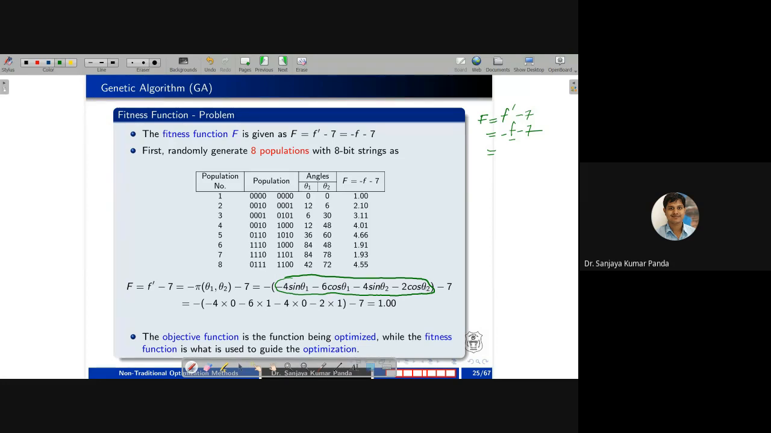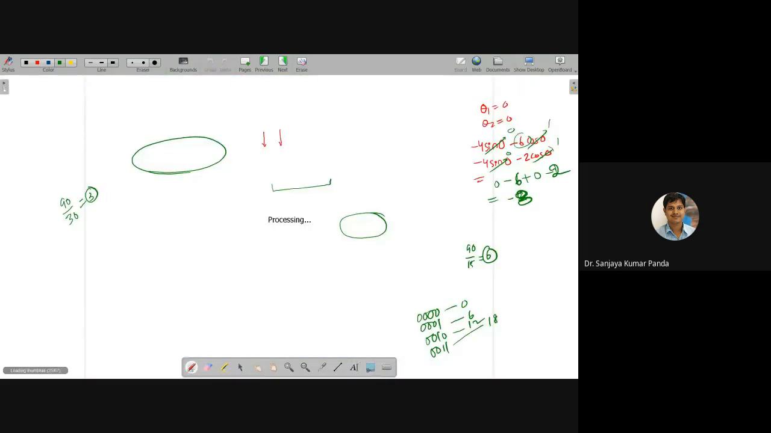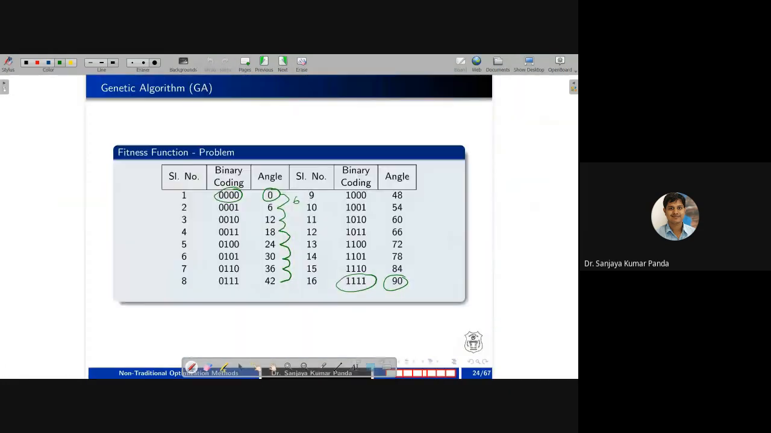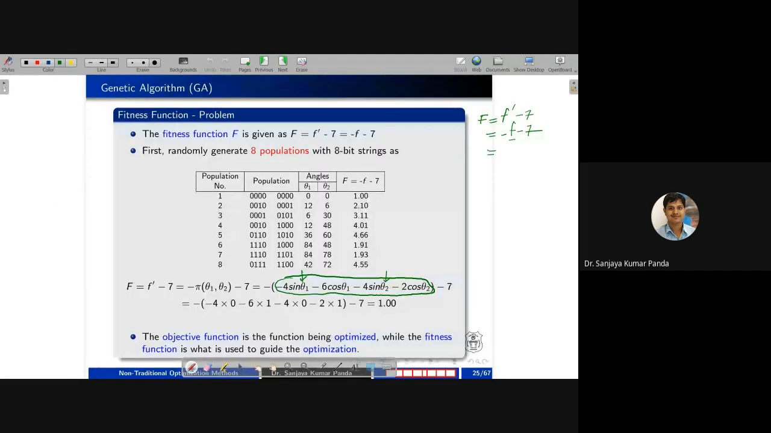So if you solve this objective function by putting theta 1 is equal to 0, theta 2 is equal to 0, what did you get here? You got the value as minus 8. So I can simplify it by writing minus of minus 8 and minus 7. So I'll get the value as 8 minus 7, which is equal to 1. So if I take theta 1 is equal to 0 and theta 2 is equal to 0, then I am getting the fitness function value as 1.